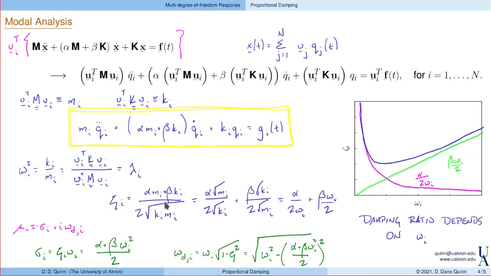But then we also identify the damping ratio that depends on the proportional damping constants as well as the natural frequency of the system. So what this means is that in terms of the damping ratio, systems with a very low natural frequency and a very high natural frequency actually exhibit higher damping than frequencies that are in some sense in the middle. And where this minimum is clearly depends on the damping present in the system.